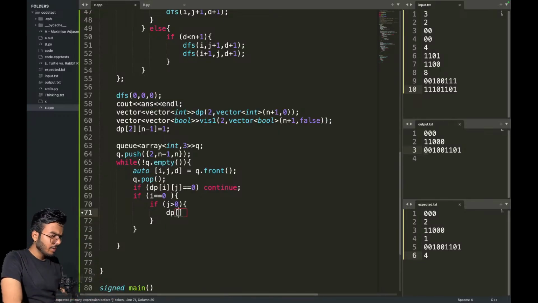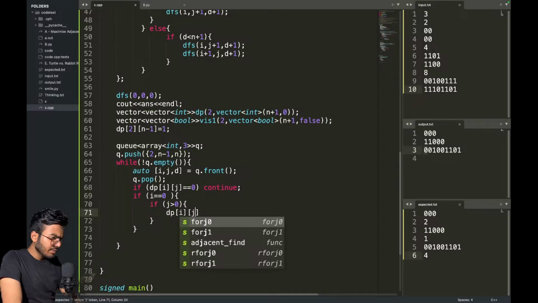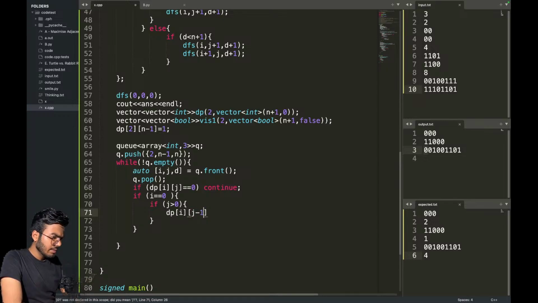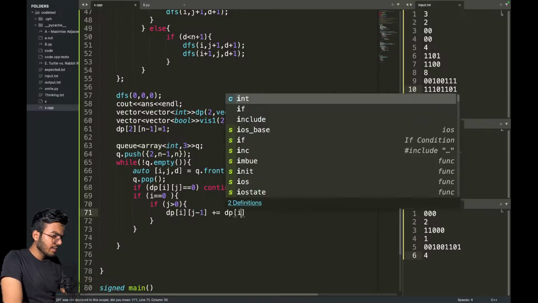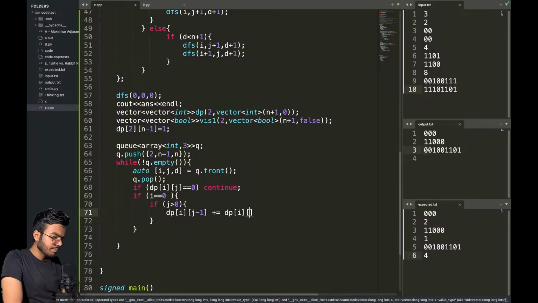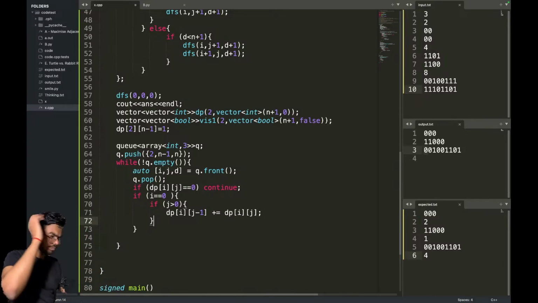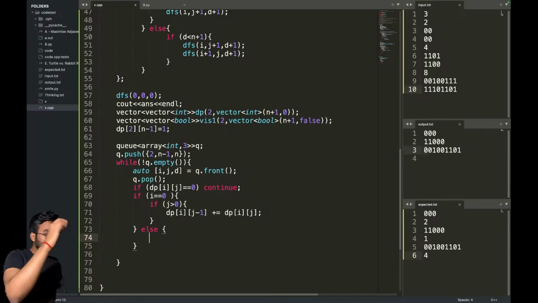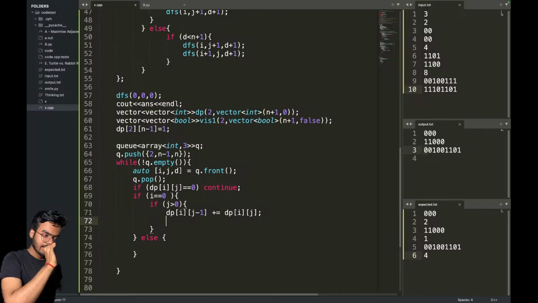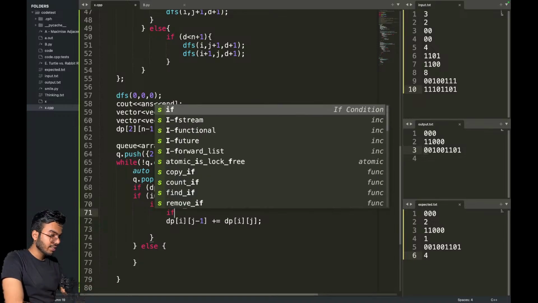I will have to say dp of I comma j minus 1 plus equals to dp of I and j, right? Because I can only go left side, else my I will be equals to 1. Now I also need to push this into the queue. So I will have to say, no, there is one more thing that I forgot to check.